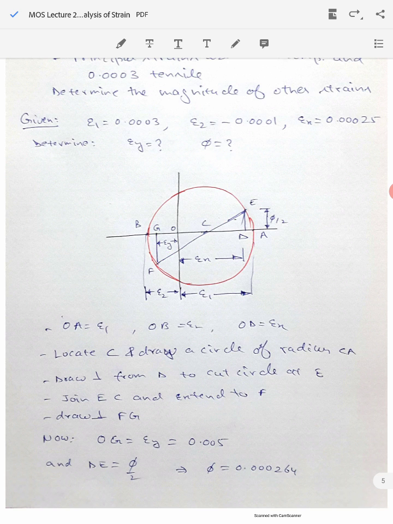Now this brings us to the end of our chapter on principal stresses, principal strains and Mohr circles. There are plenty of numericals given in your book. Please try to solve them, both the solved and unsolved examples.